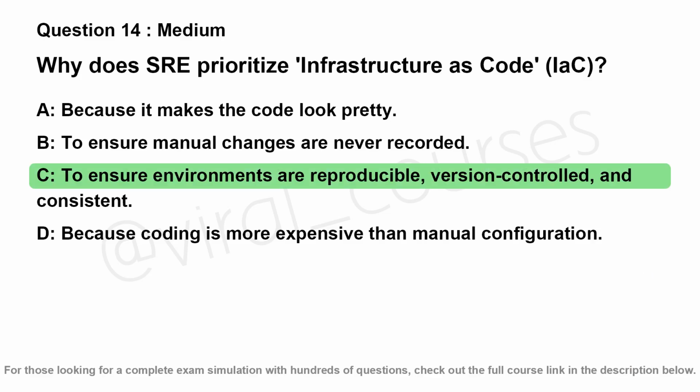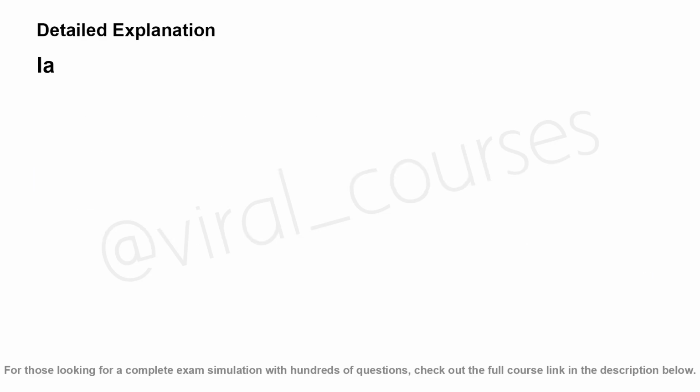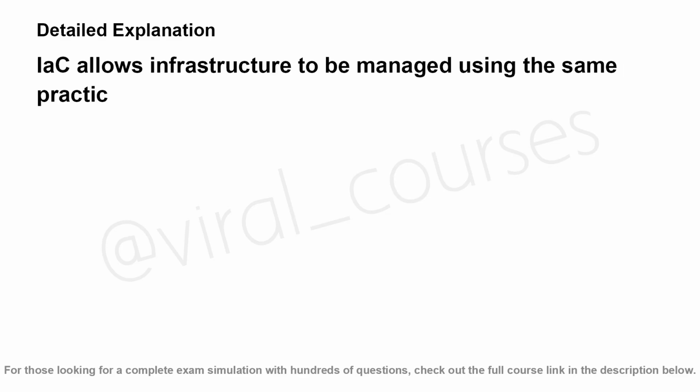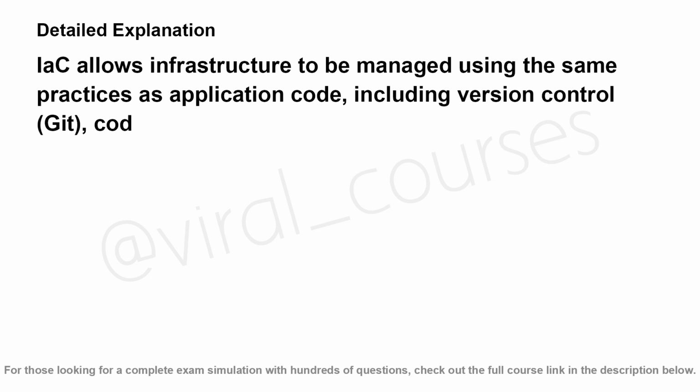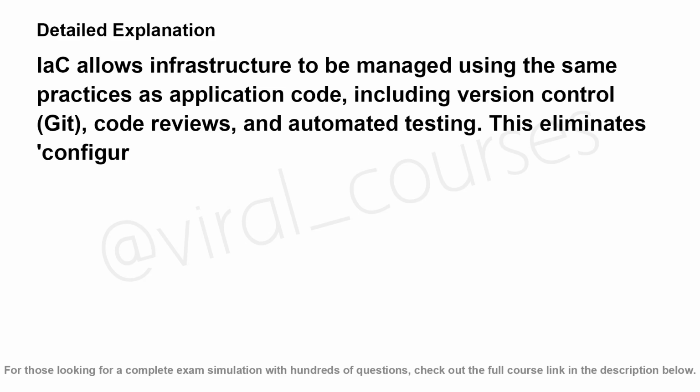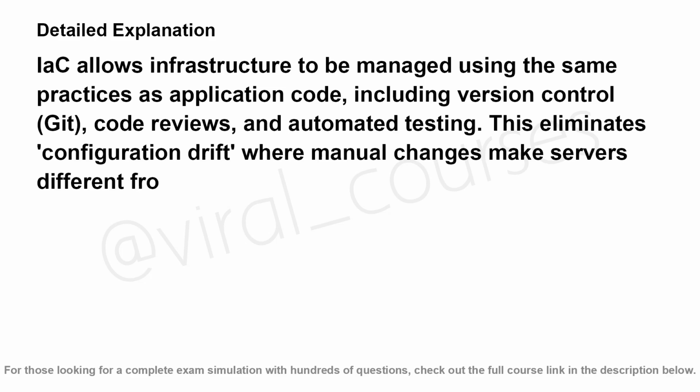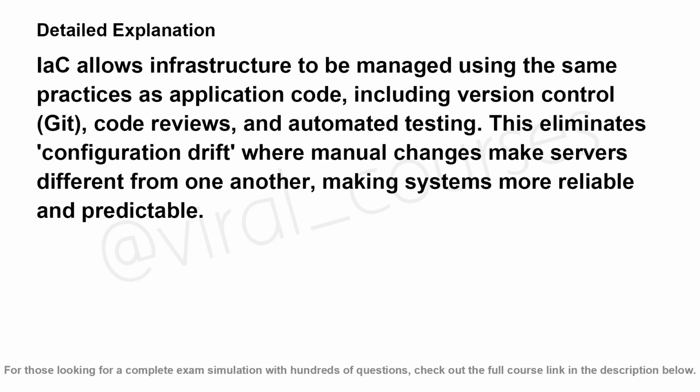The correct answer is C. IAC allows infrastructure to be managed using the same practices as application code, including version control, Git, code reviews, and automated testing. This eliminates configuration drift, where manual changes make servers different from one another, making systems more reliable and predictable.